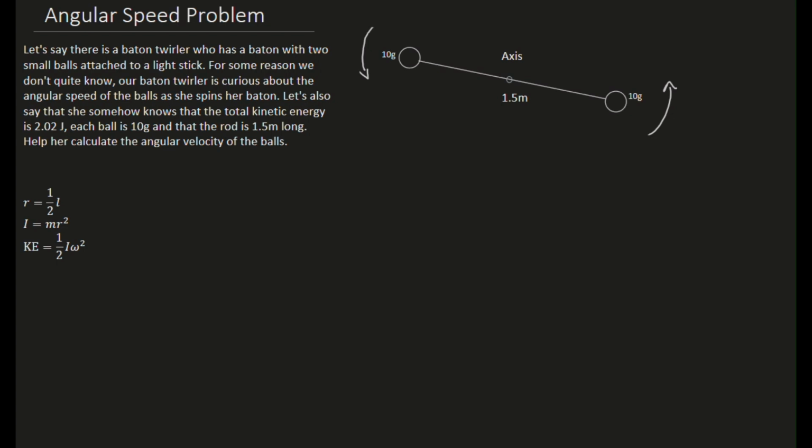And let's say that somehow she knows that the kinetic energy is 2.02 joules, and that each ball is 10 grams, and that the rod itself is 1.5 meters long. So we're going to help her calculate the angular velocity of the balls.